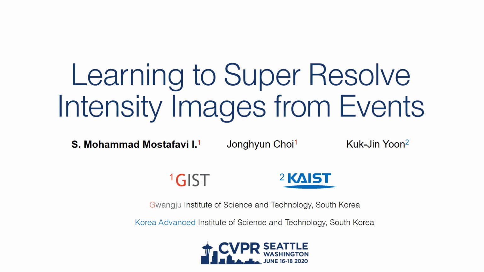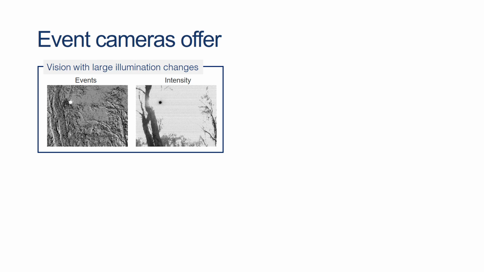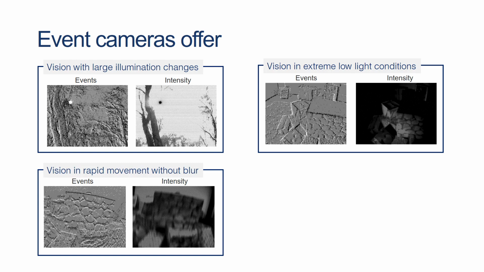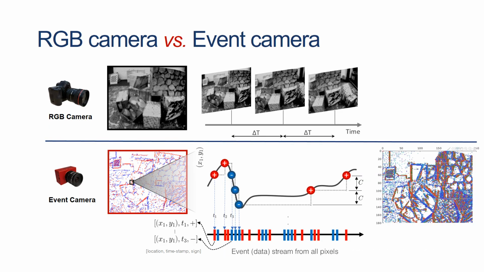We propose a new method to reconstruct intensity images from event cameras with high-quality details and super resolved dimensions. Event cameras enable vision under large illumination changes, low light conditions, rapid movements, and high-speed motion. Unlike traditional cameras, event cameras output each pixel asynchronously up to microsecond resolution as a stream.